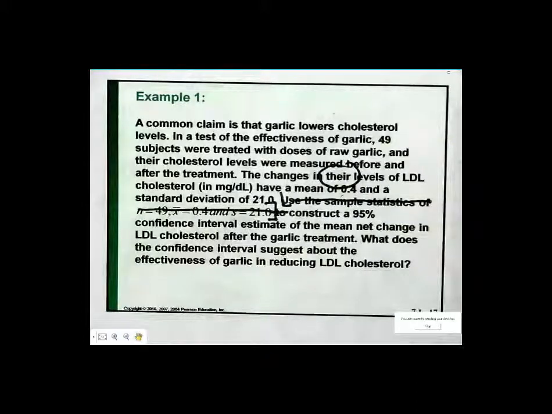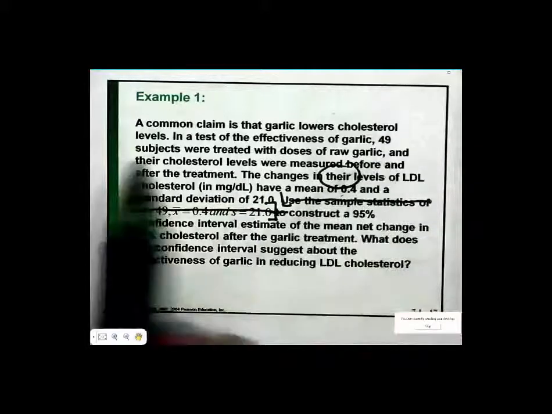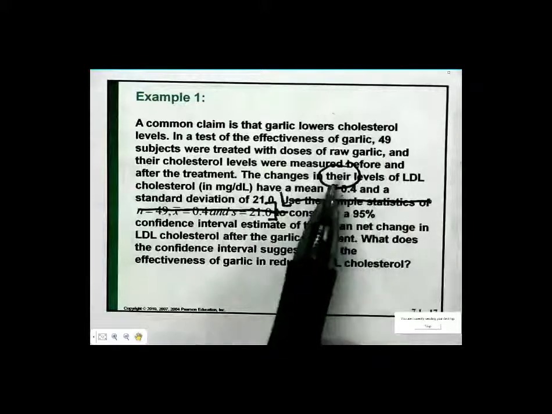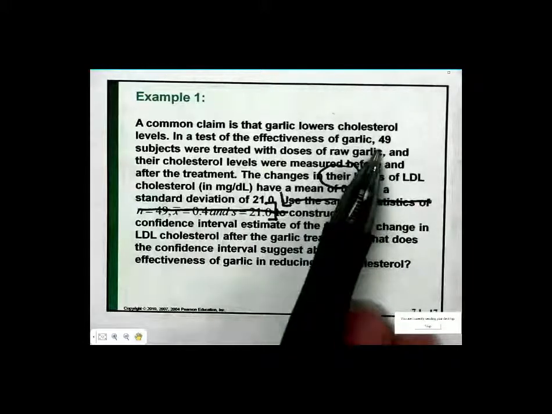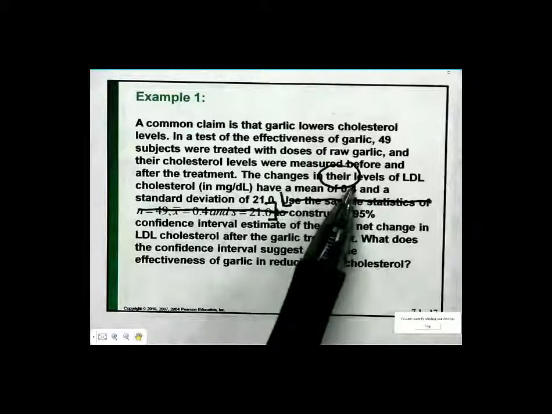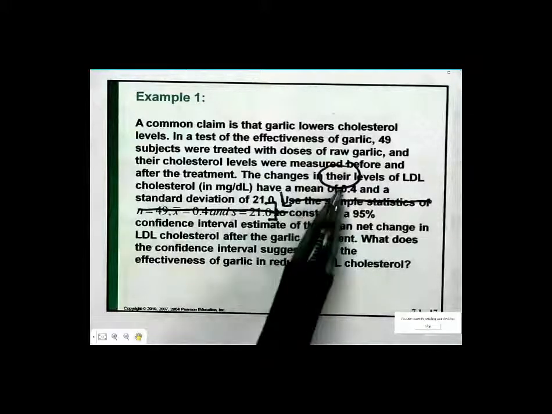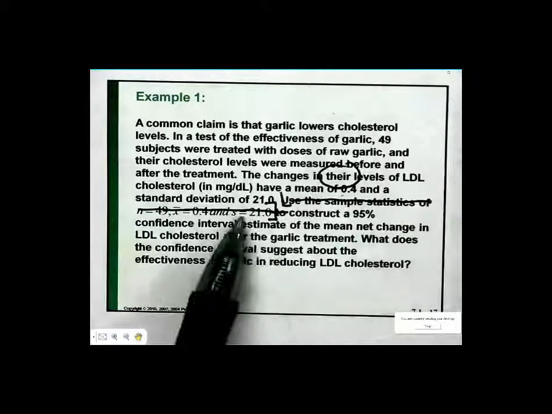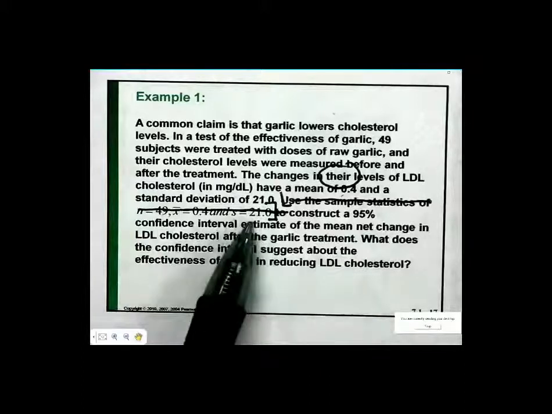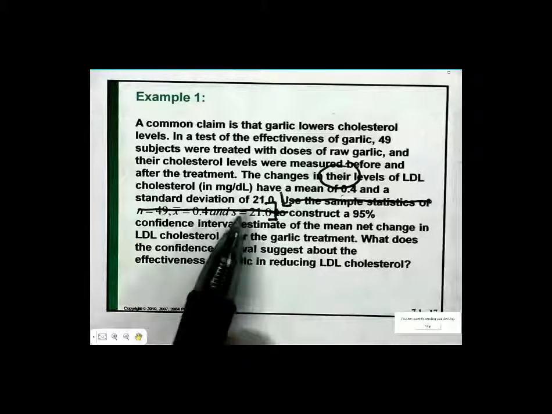The previous sentence said 49 subjects were treated and in their levels. That's referring to these 49, not everybody in the world or everybody in the U.S., whichever it is. So you have to see what the standard deviation refers to, and if it refers to the sample, then it's s. If it refers to the population, then it's sigma. But because we have the sample standard deviation, not the population standard deviation, that's why I'm going to use a t interval instead of a z interval.